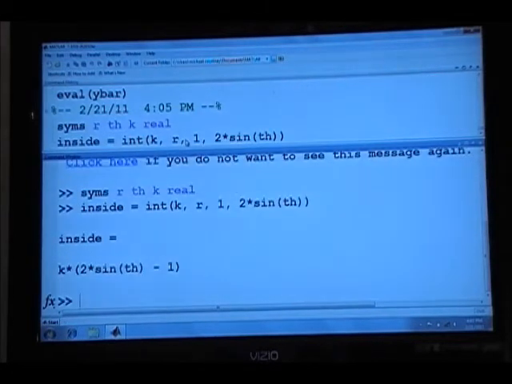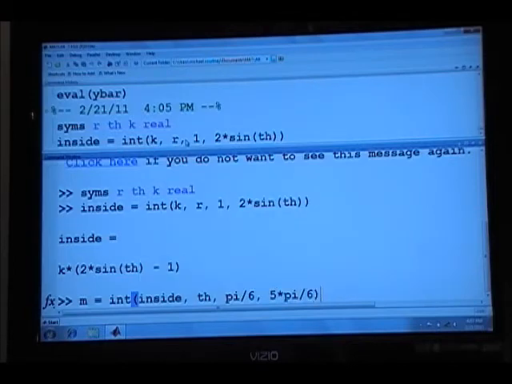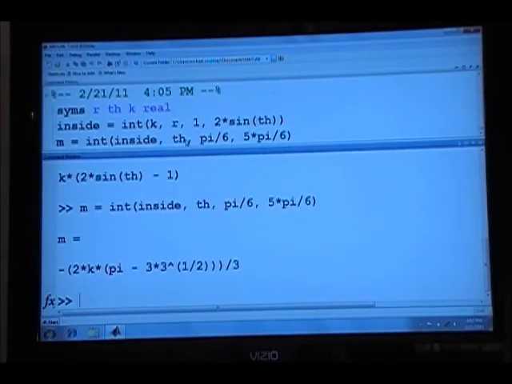And now the mass, you could also call this the outside integral, but let's call it m because we're going to divide by the mass in a moment, is the integral. The integrand in this case is the inside integral from the earlier operation, integrating over the variable theta, and it goes from pi over 6 to 5 times pi over 6. So the mass works out to be this complicated expression here.